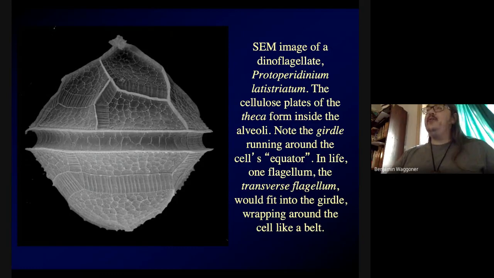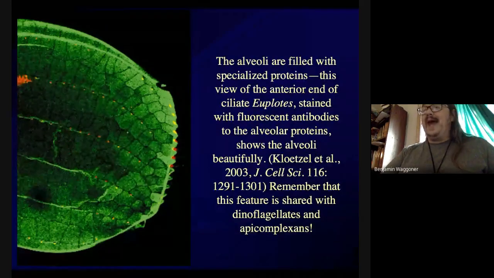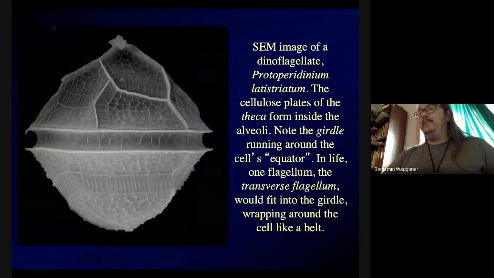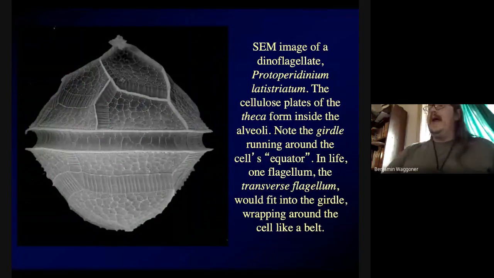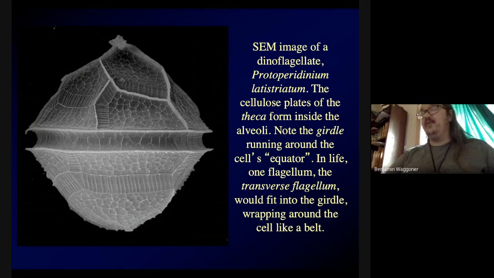And remember that these thecal plates form inside the alveoli. And this should remind you of that Euplotes ciliate picture that we saw earlier. This one, in fact, that's the ciliate. And you can see how those alveoli fit together very tightly. Well, here on the dinoflagellate, you can see the same basic structure. And you'll notice there's a groove running right around the equator of the cell. And if this was living, one flagellum would be streaming out below, and the other one would wrap around the cell like a belt.